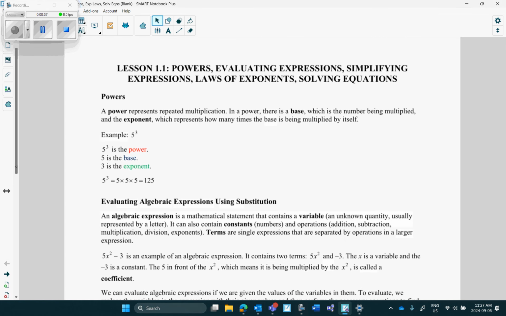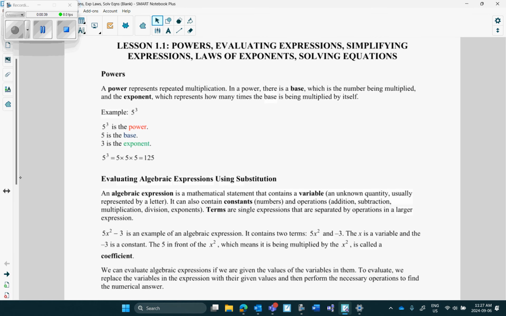So we worked with powers. What's a power? It's an expression that represents repeated multiplication. Students often call them exponents. It's made up of a large number and a small number to the upper right. The whole thing is called the power. It's actually just the little number that's called the exponent, and the big number is the base.